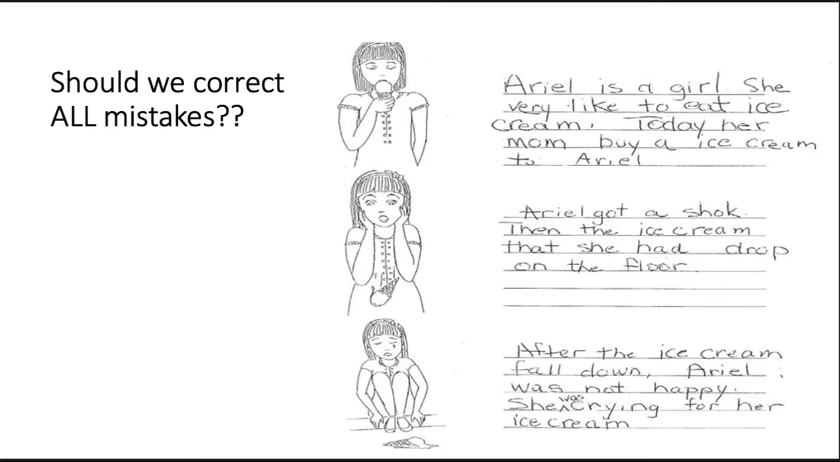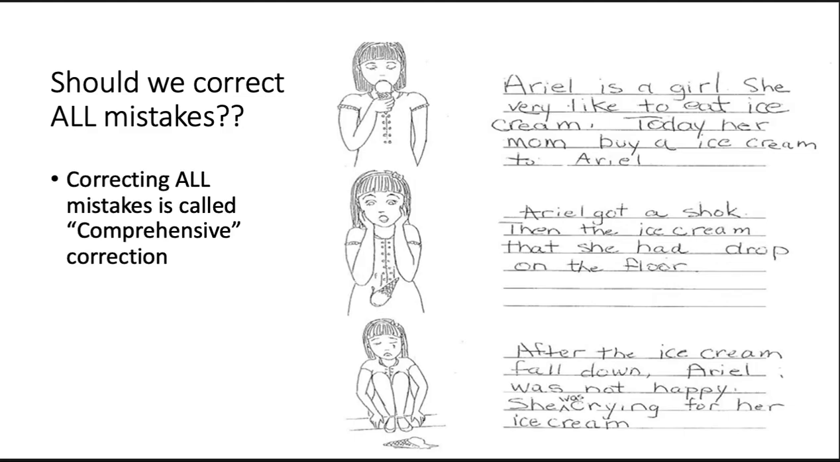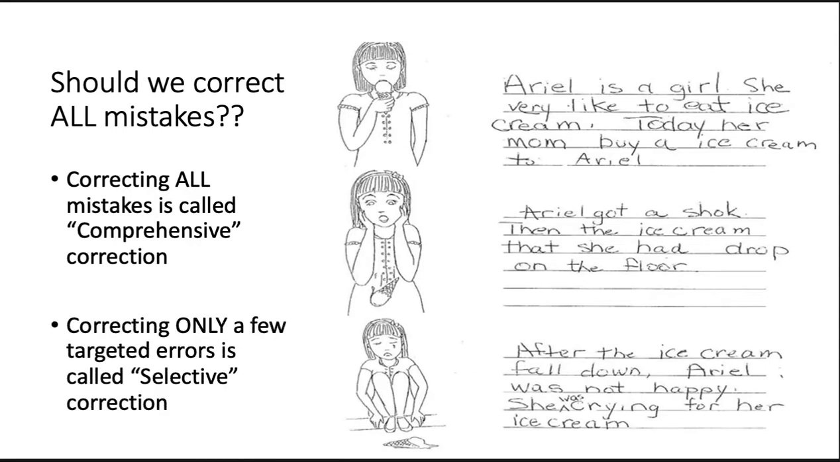All right, going back to our ice cream story again. How did you correct it? Did you correct all the mistakes that you saw? Correcting all the mistakes is called a comprehensive correction strategy. Correcting only a few targeted errors is called selective correction. Why might you want to correct all the mistakes on a paper? Why might you want to correct only a selected few?